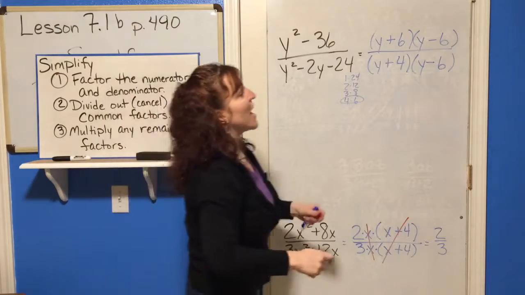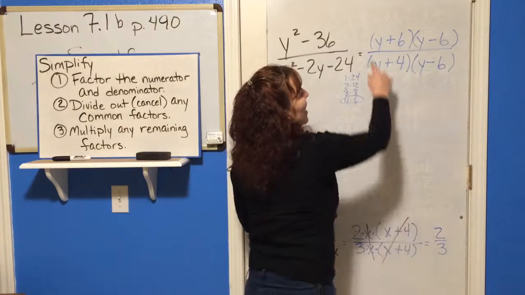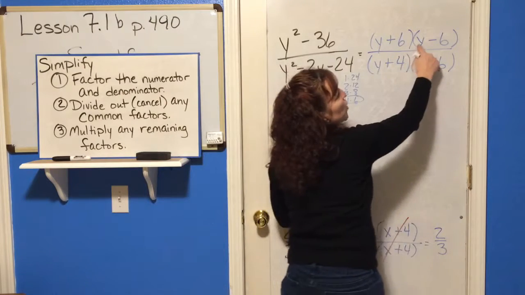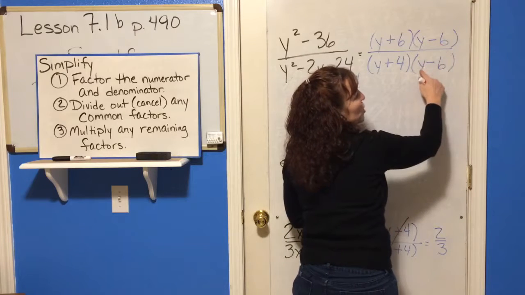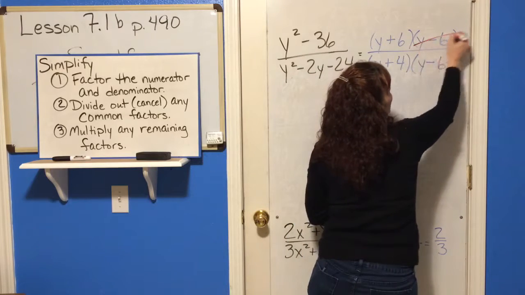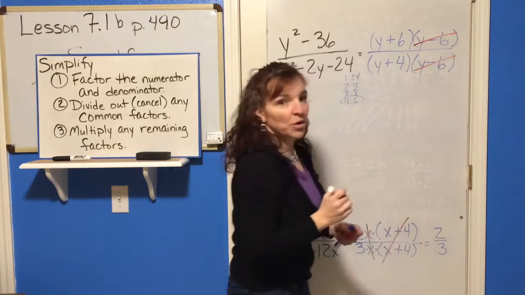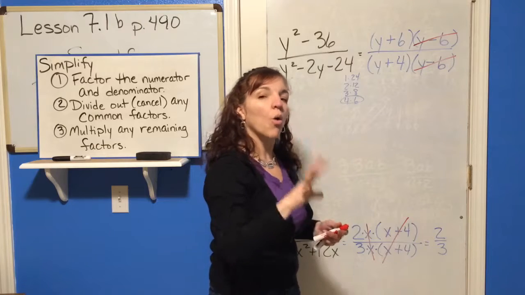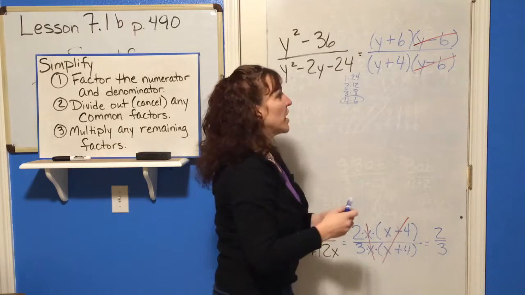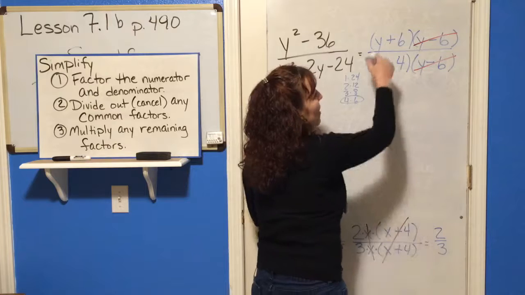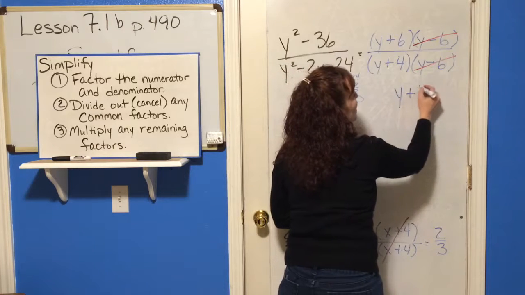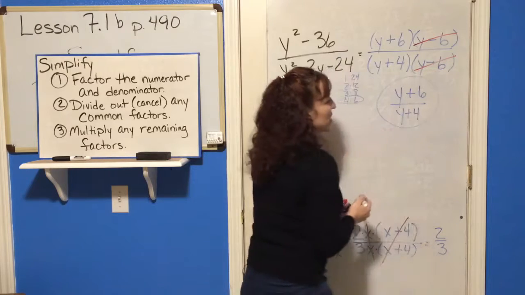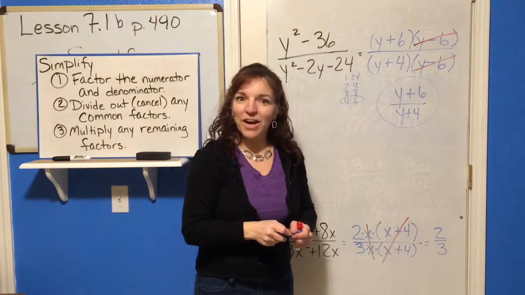Once I've factored, now I look for, now be careful, I can't factor out this y, I can't factor out these 6's, but this whole y minus 6 matches this whole y minus 6. So this entire binomial will factor out, and those will cancel each other because they're identical. The whole binomial has to be identical in order to cancel that out. So now my final answer is y plus 6 over y plus 4. And you can put those in the parentheses or not. Either way is fine. All right?